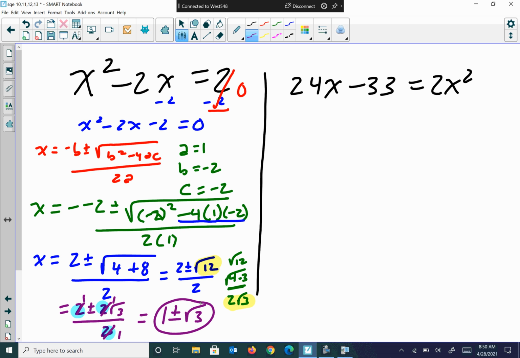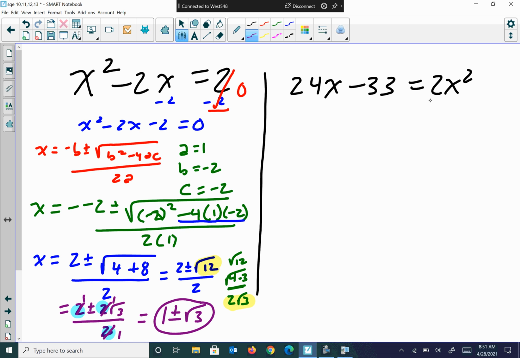Okay, next problem on the page. Oh, boy. So here's a quick question for you on this problem. Should I subtract 2x squared and bring it over here, or should I subtract 24x and add 33 and bring it over there? Either way works. It's your choice. I would choose to move one thing rather than two things. Does that make sense? I only have to move 2x squared. That's only one thing. If I move both of these over to that side, I have to move two things. I don't want to do that much work.